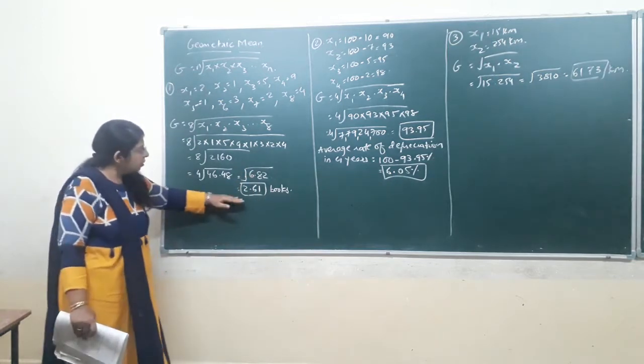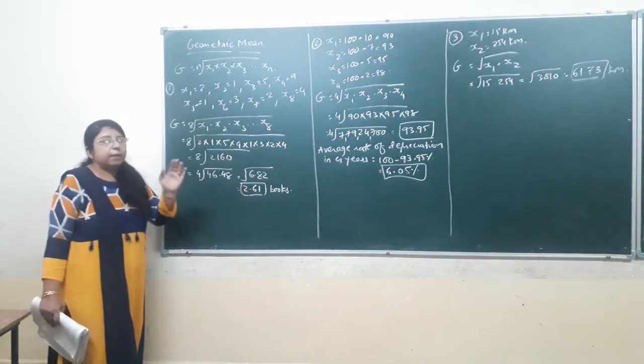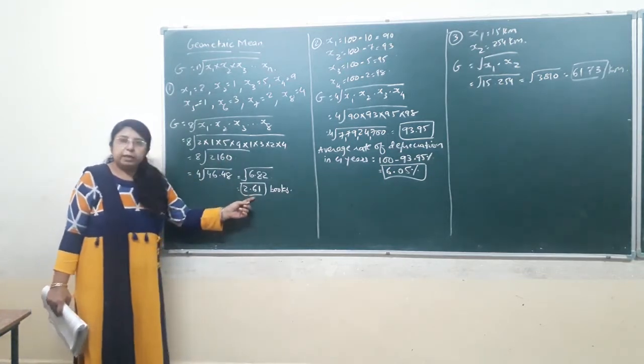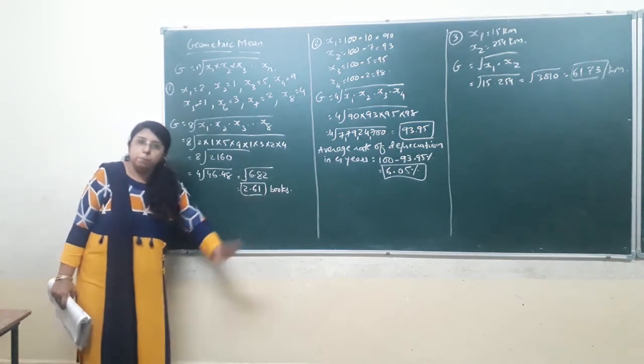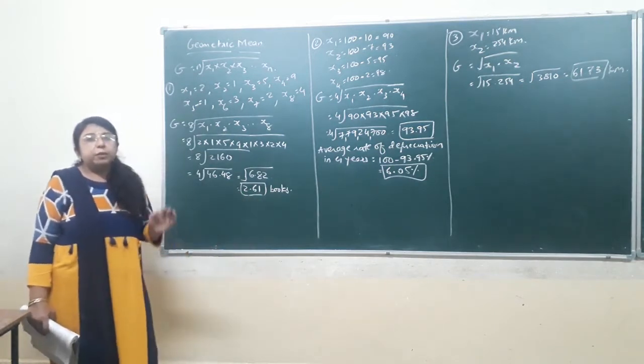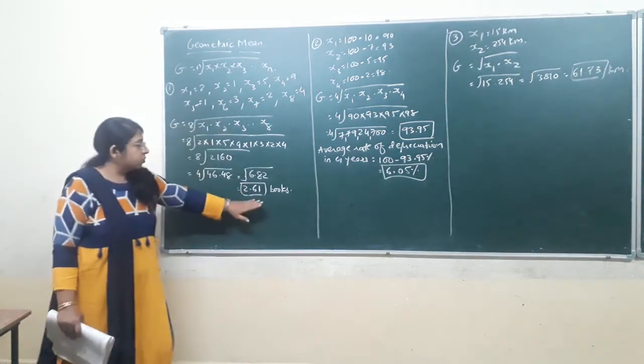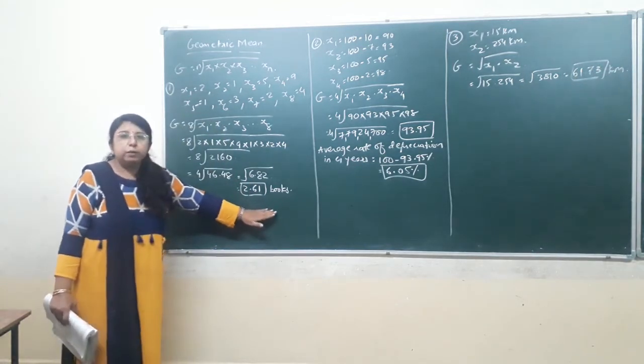So in this way, 8th root means 3 times you have to take the root of the answer, and you will get the final answer, that is 2.61 books. This is the average rate of books read by the total 8 students. So this is the final answer. This is the geometric mean.